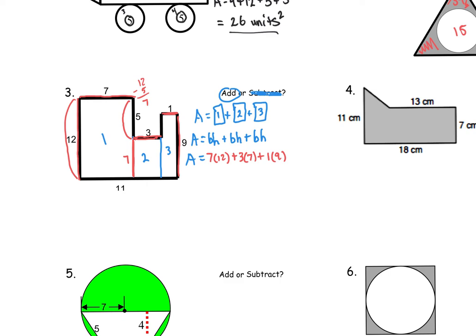So if we go ahead and solve out all of these, we're going to get area equals, well, 7 times 12 is 84, plus 3 times 7 is 21, plus 9 times 1 is 9, giving our final answer as 114 units squared. That would be the area of this entire well. All right, let's move on to number 4.